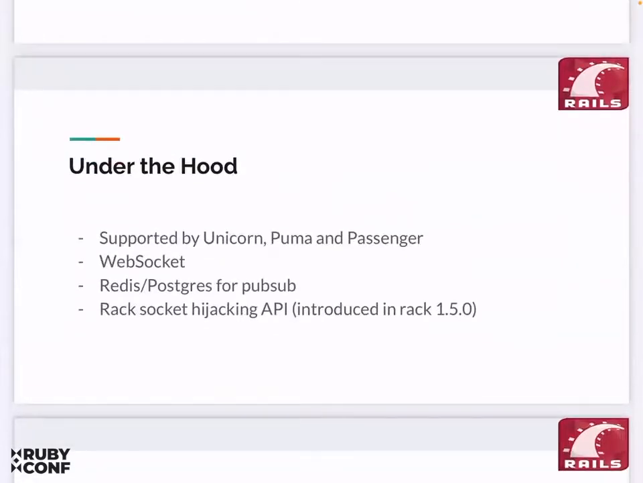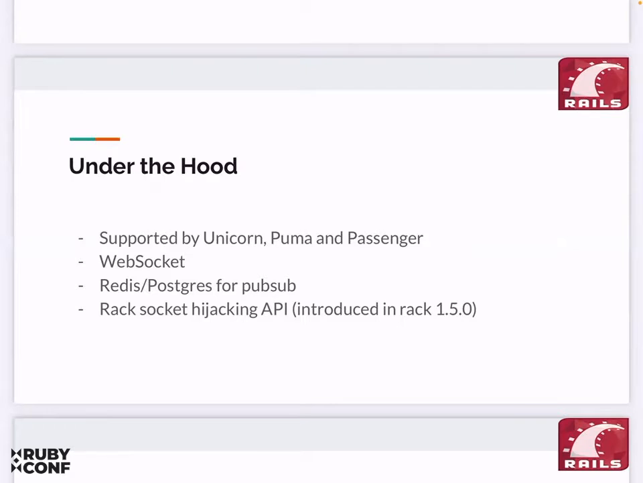The next interesting thing is what's under the hood, how all this Action Cable stuff works. Primarily it uses a few things. First of all, the web server, or rather the application server, that will be used with the Rails app must support the Rack socket hijacking API. I'll explain that a bit later.